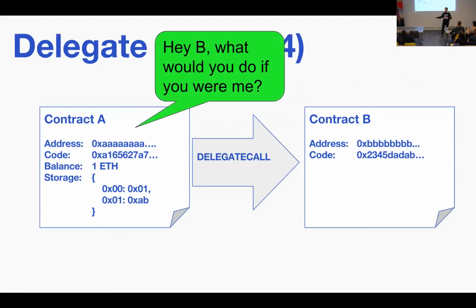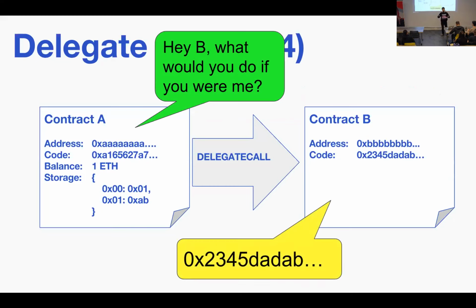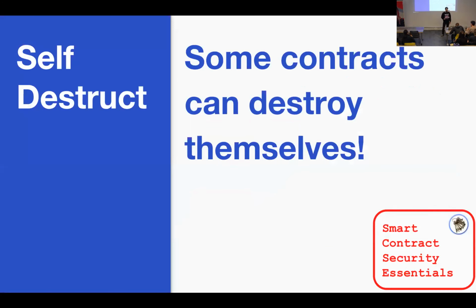The way I like to think of it is A says, hey, B, what would you do if you were me? And B says, these instructions, please. Those might not even be valid opcodes, I don't know. Self-destruct, important concept. Some contracts can destroy themselves. If you put that instruction in a contract and call it at a future date, it will just delete itself from the chain.